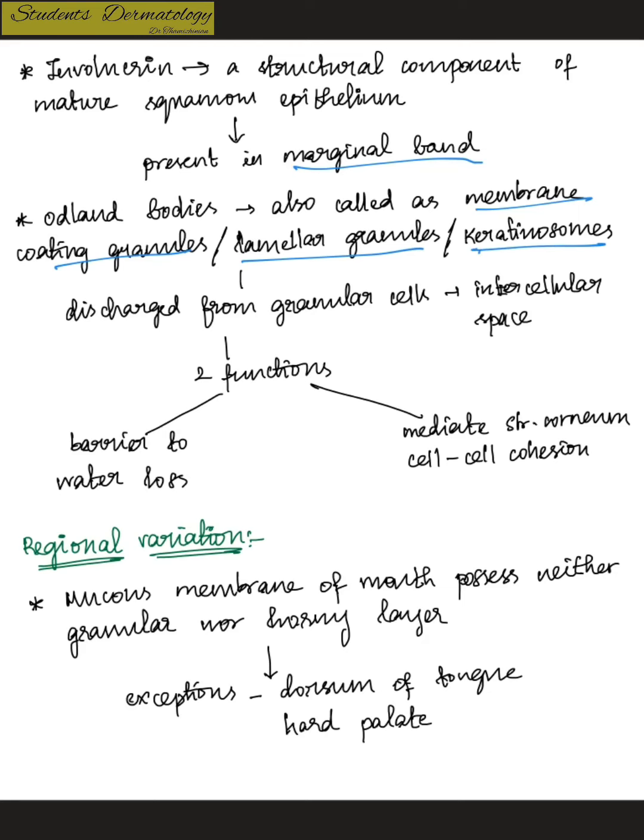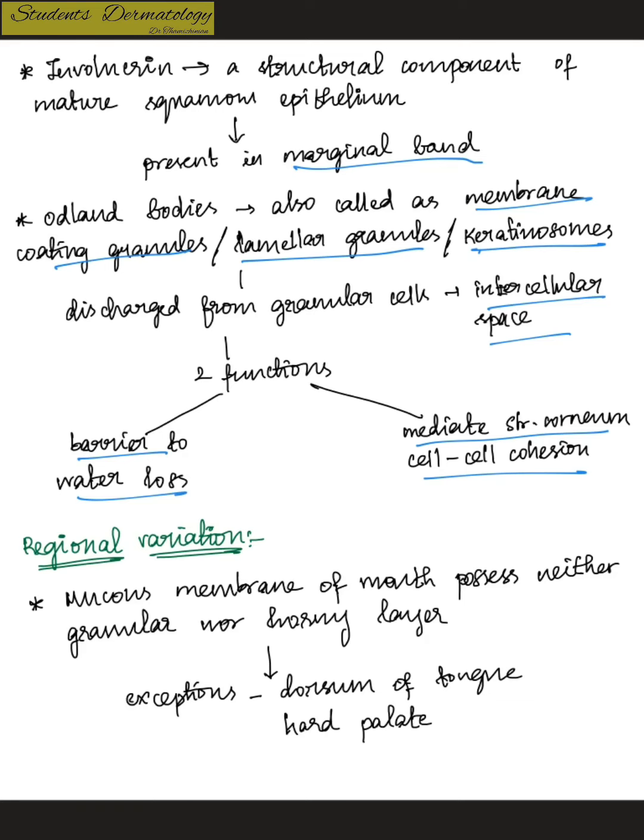So these Odland bodies are discharged from the granular cells into the intercellular space and they have two main functions. One is they form a barrier to water loss. Another one is they mediate the cell-to-cell cohesion in the stratum corneum.